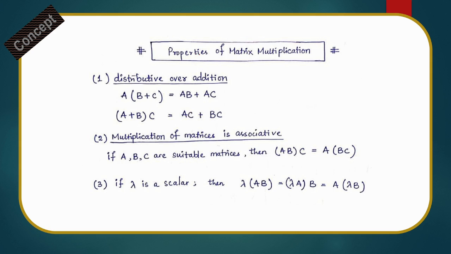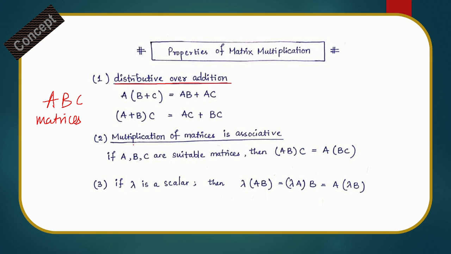So you can say multiplication of matrices is not commutative. So these are some properties of matrix multiplication. As you have seen earlier, matrix multiplication is not commutative. Let's see the property of distributivity over addition. A, B, C are all matrices. So A into (B plus C) equal to AB plus AC. Simple. Then (A plus B) multiplied with C equal to AC plus BC.